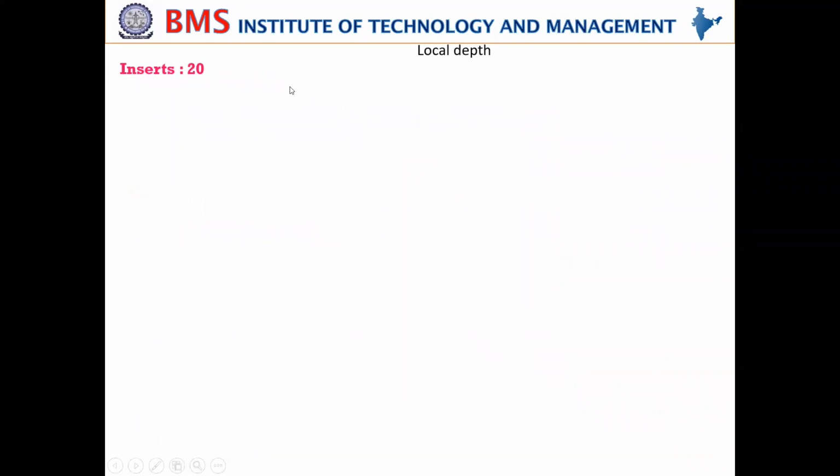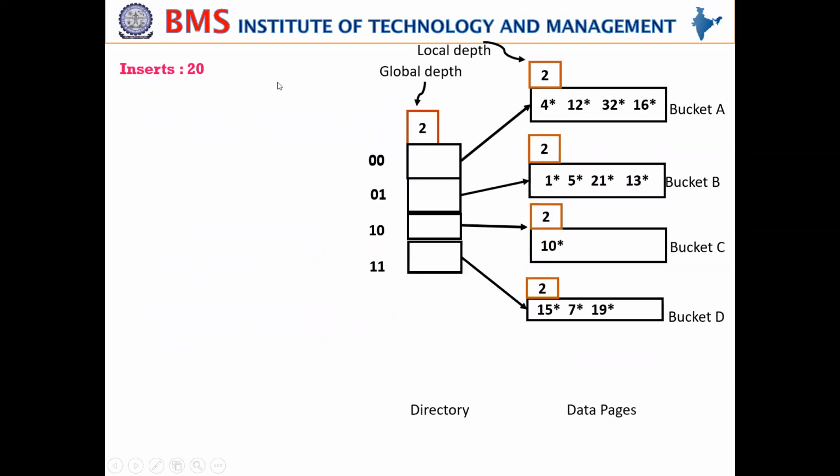Now, for example, say I want to insert 20. This was our tree till now, after insertion of all the elements. This is the status of the tree we have. We have 4 buckets. Global depth is 2 and local depth is also 2. A few buckets are already filled and a few buckets are still empty, where I can insert elements. Correct? So now, what do I do?